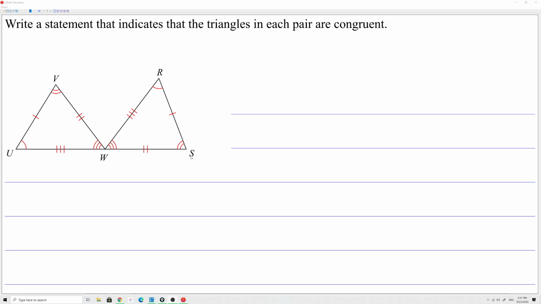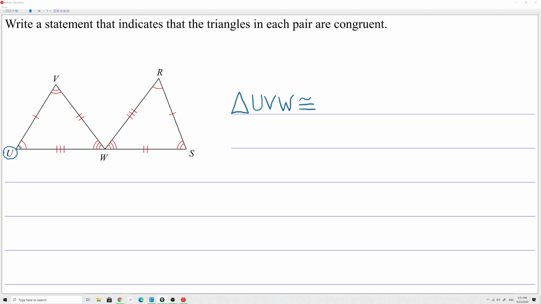When you're asked to write a congruence statement, what you're trying to do is communicate to somebody else that the triangles are congruent. So here's how we'll do that. We'll say triangle UVW is congruent to. Now we have to name this triangle, and this is where you can go wrong. What you have to do is make sure that corresponding angles and corresponding sides match up.